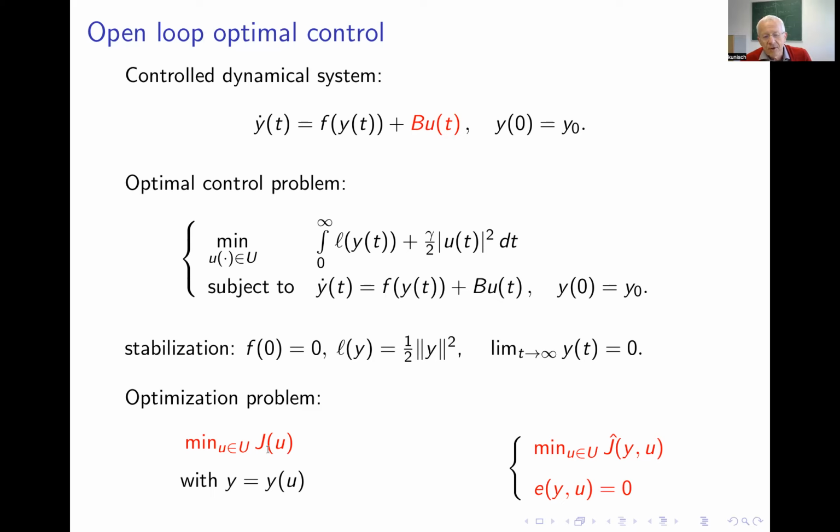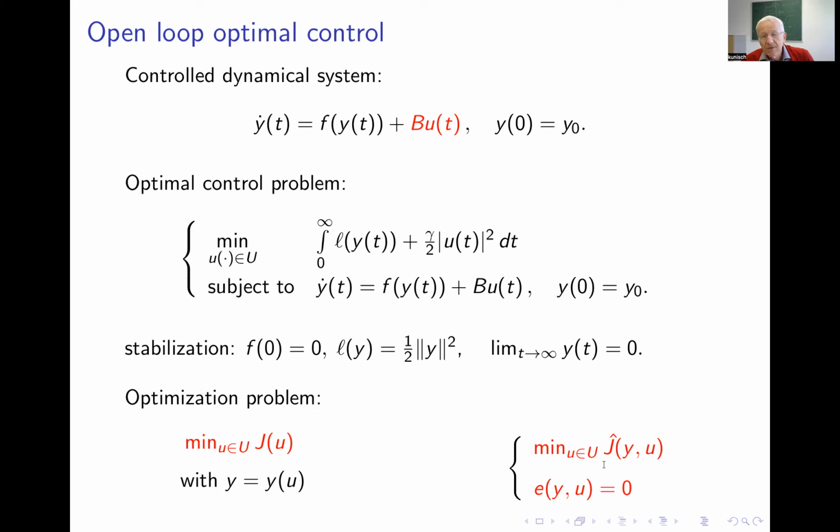That's the reduced formulation. Alternatively, I can look at this functional in the two variables, state and control, and then the equation arises as an equality constraint here. Fine. And then maybe you have a new class of algorithms, and you choose between the two the algorithm which you think is the best fit.